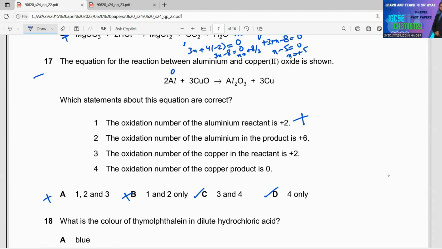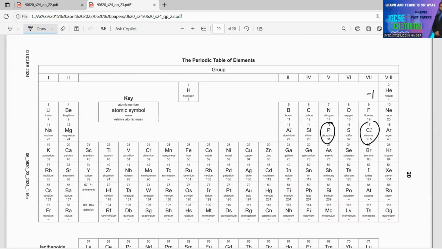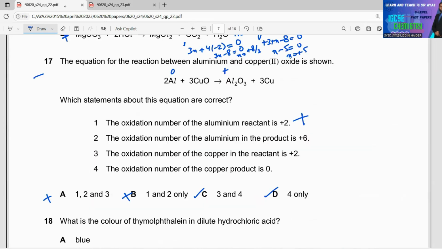The oxidation number of the aluminium in the product is +6. Now aluminium belongs to group 3 and oxygen belongs to group 6. Here's aluminium, group 3, it must be carrying +3 charge. Group 6, oxygen must be carrying -2 charge. So here aluminium is carrying +3 and oxygen carrying -2 charge. So this statement is also incorrect because aluminium is carrying +3 charge.